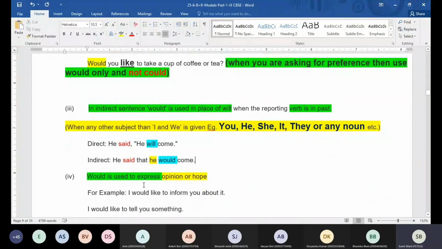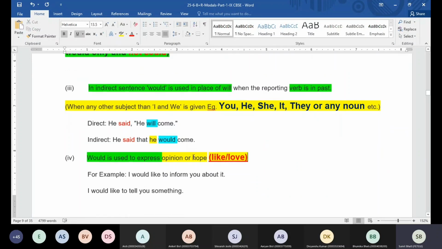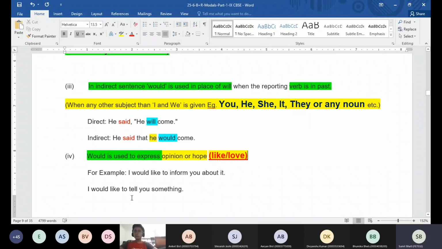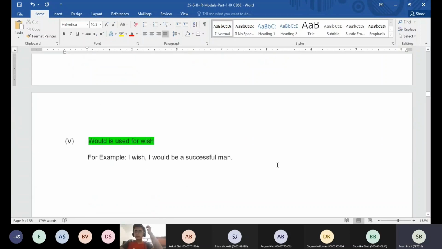Apart from that, guys, would is also used to express opinion or hope. In these types of sentences, when you're expressing opinion or hope, we get the word like or love. Like, I would love to tell you something, or I would like to tell you something. Like means you just want to express your opinion or hope, and when you use the word love, you're emphasizing it. Like, I would like to inform you about it. In that case also we use would. Would is also used for wishes.